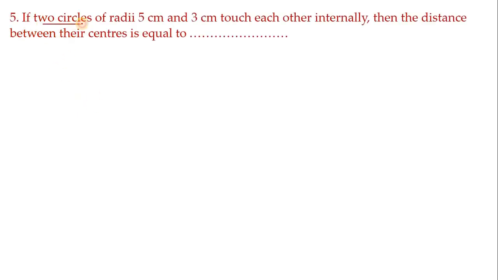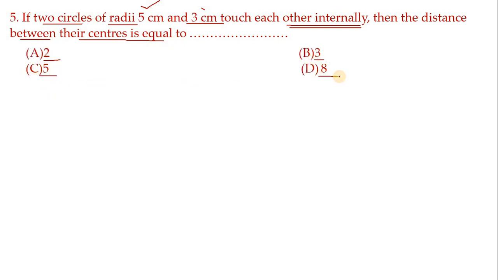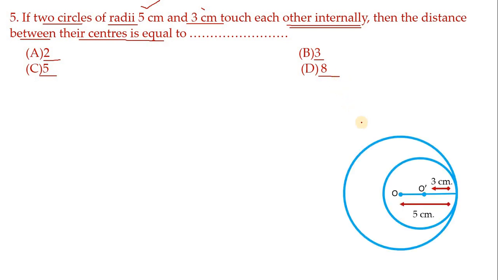If 2 circles of radii 5 cm and 3 cm touch each other internally. This word is very important. Here 2 circles of 5 cm and 3 cm touch internally, then the distance between their centers is equal to. Options: 2, 3, 5, 8. To make you understand, let me take a figure. Look at the figure and try to understand properly.